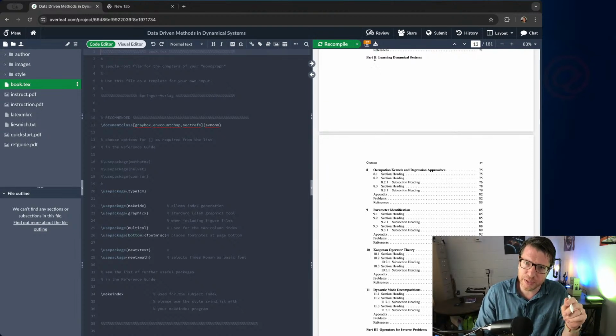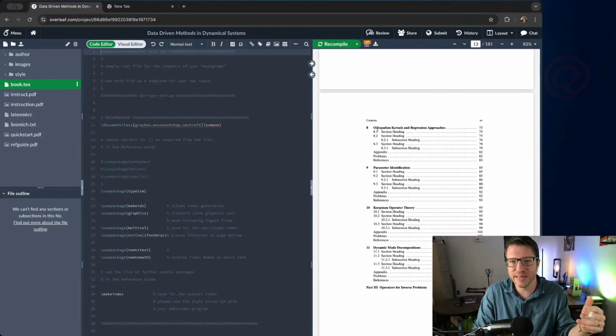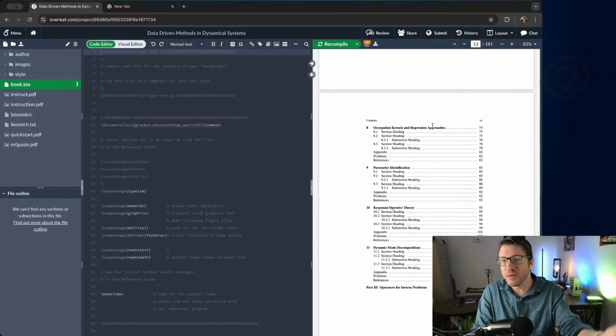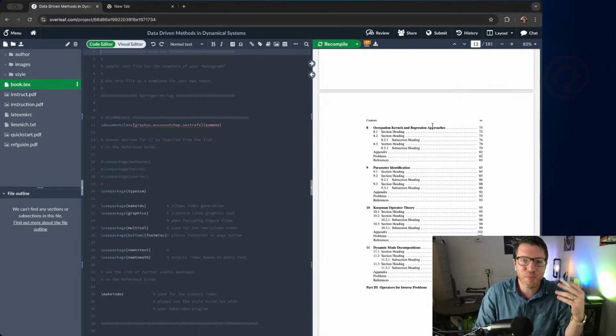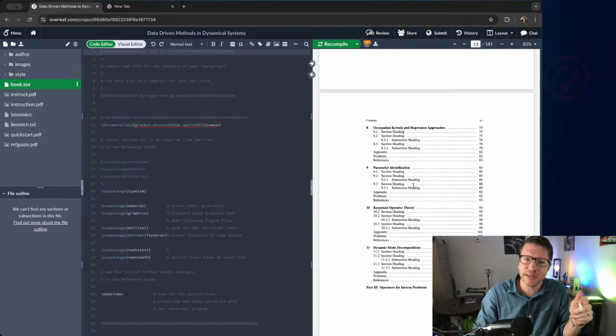Then the meat of the book is really going to be in part 2, where we start learning dynamical systems. We have basically a system that we've observed move, and so it's going to get into occupation kernels and regression approaches. We're going to have parameter identification. That's going to be the whole thing in there. It's things like SINDy, weak SINDy, and some of my own methods in there as well.